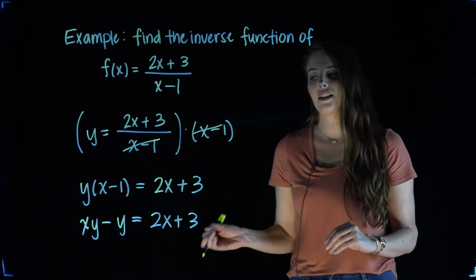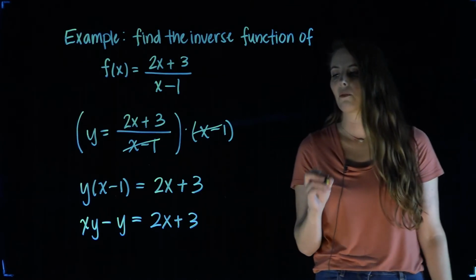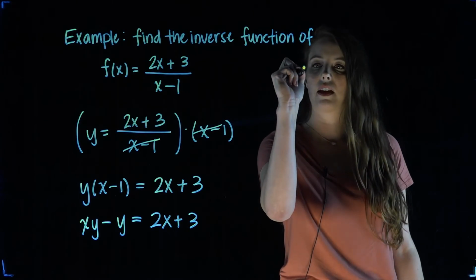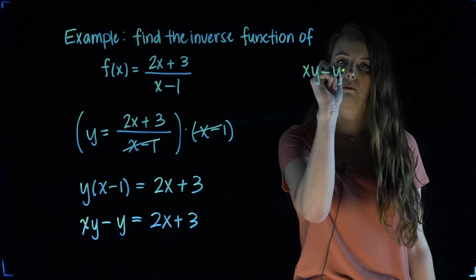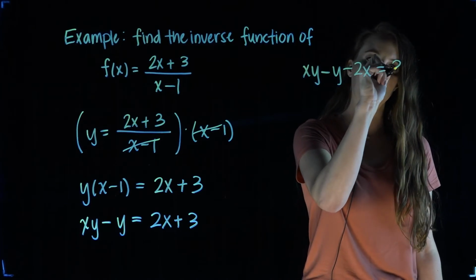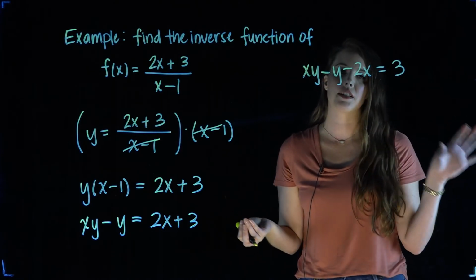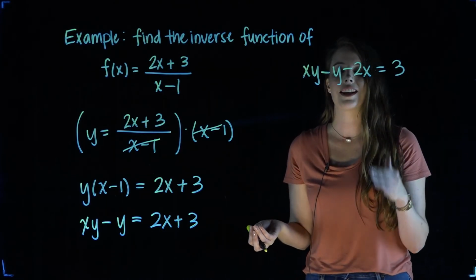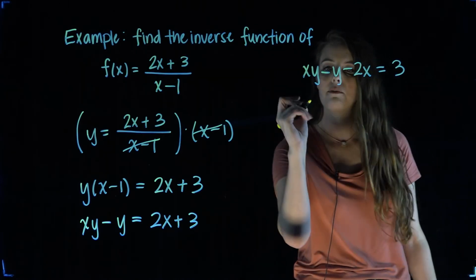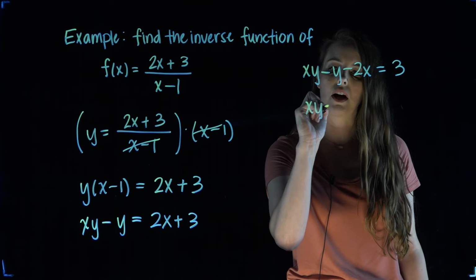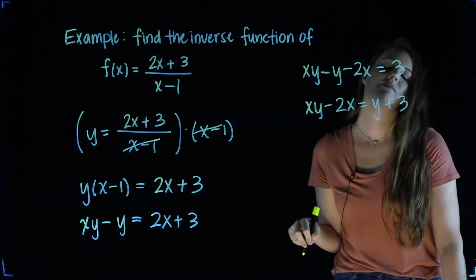Next, we want to put the x terms on the left-hand side. So I'm going to subtract the 2x from both sides and take it over to the right. That gives me xy minus y minus 2x equals 3. Now I want to take the non-x terms and take them over to the right-hand side. So anything without an x needs to go over to the right. That means I'm going to add y to both sides. So I have xy minus 2x equals y plus 3.